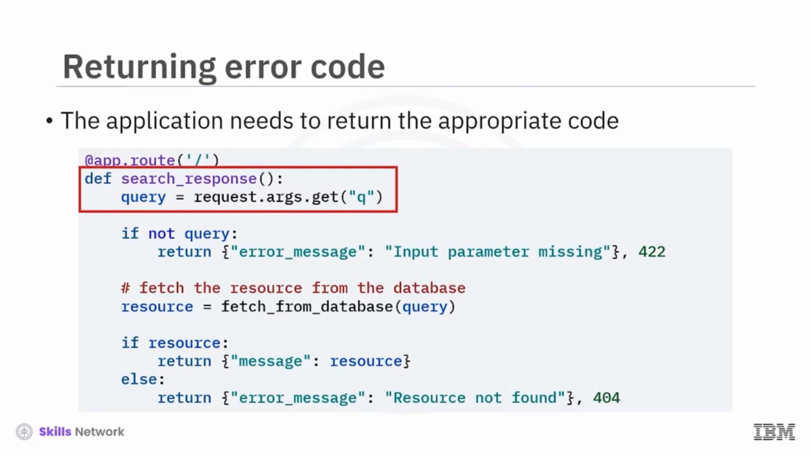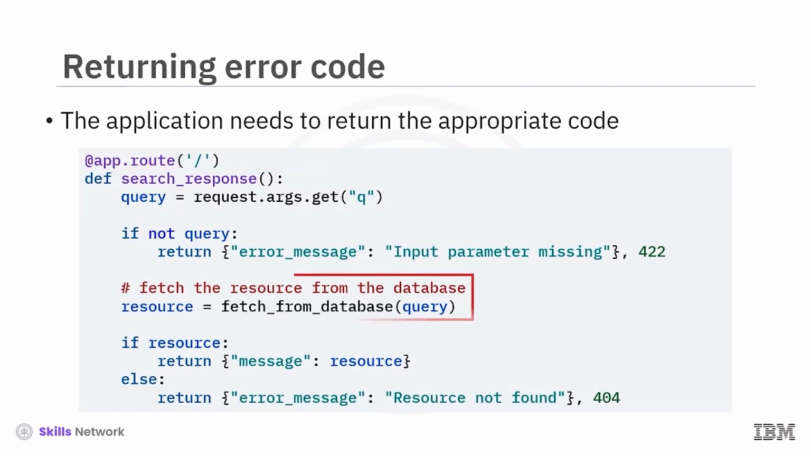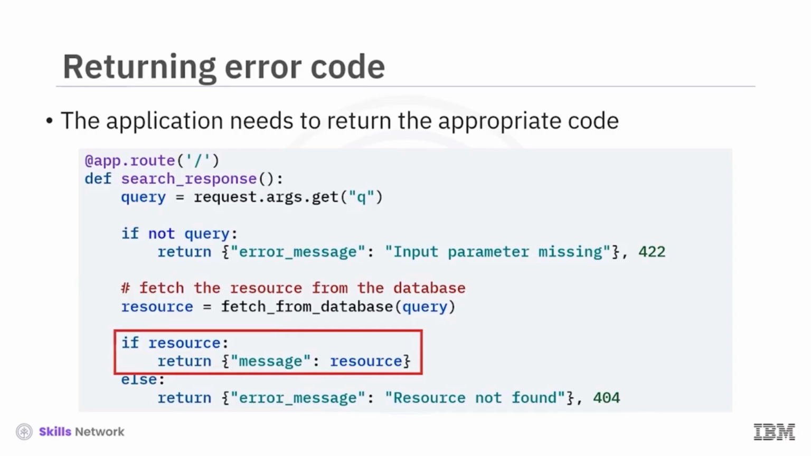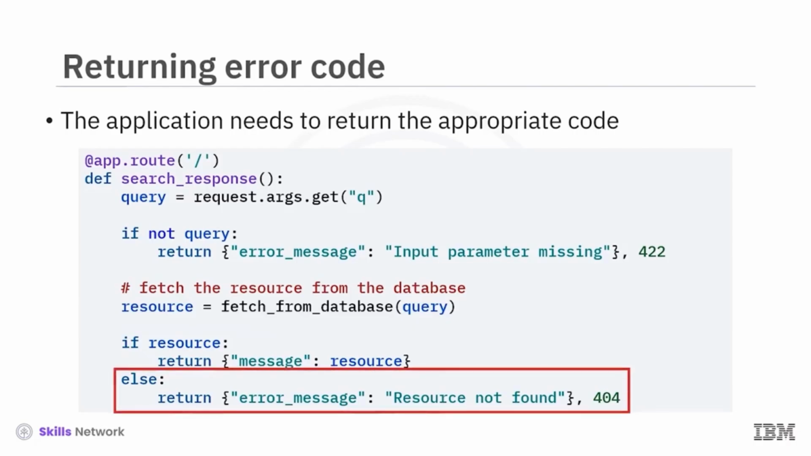This search response method looks for the database's query parameter Q. The service calls the mock fetch from database method after parsing your query. The code returns the resource to the client if the resource exists. Server returns a code of 200 implicitly and returns 404 if the resource is not found.